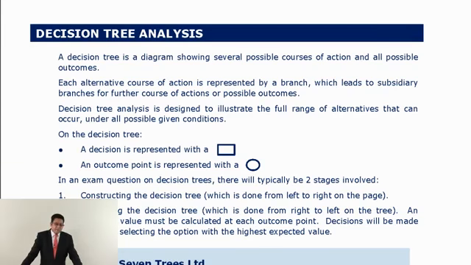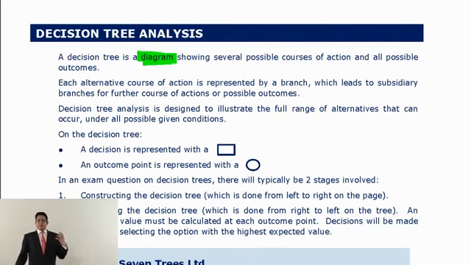Okay, so first of all, decision tree analysis. A decision tree is a diagram which we draw. It's a diagram analysis which shows several possible courses of action and all possible outcomes. So it's a diagram which shows multiple decisions and multiple outcomes. For example, I'm standing here and I'm thinking what to do. If I invest in this company, what will happen? Or if I invest in that company, what will happen?